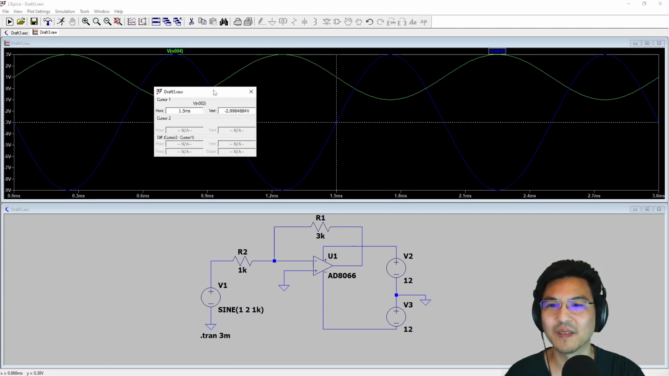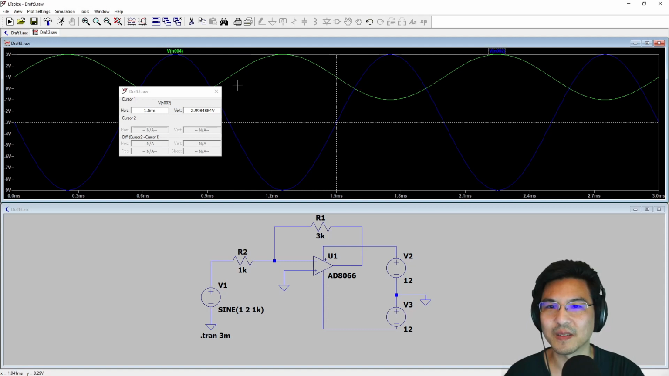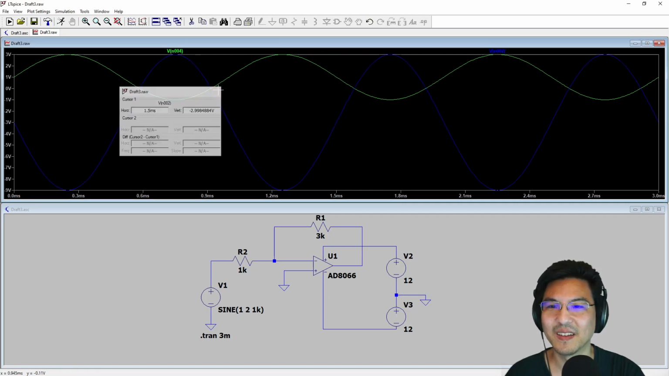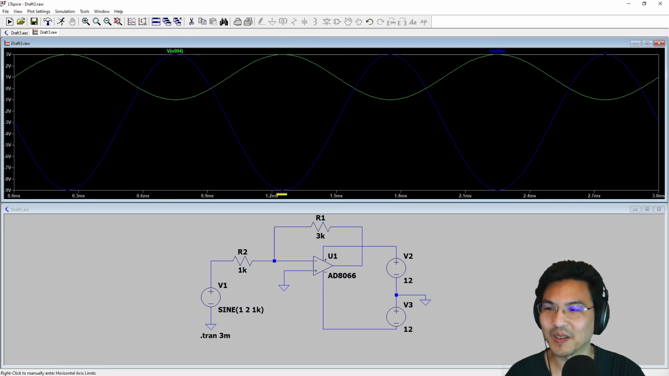Let's see if you can see my cursor. Right where the green input here is at positive 3, the blue output here is at -9. And then here, where the green input is at -1, the blue output is at positive 3. Right, so basically a gain of -3. All right, but let's talk about these supplies.